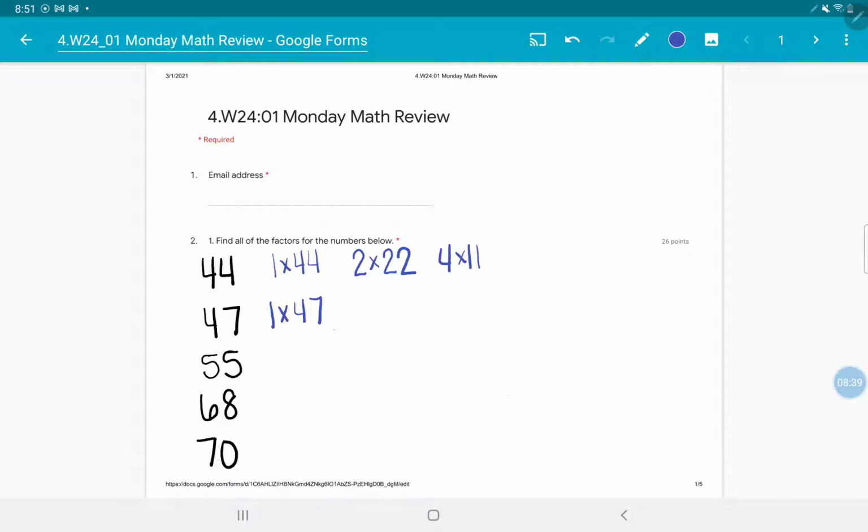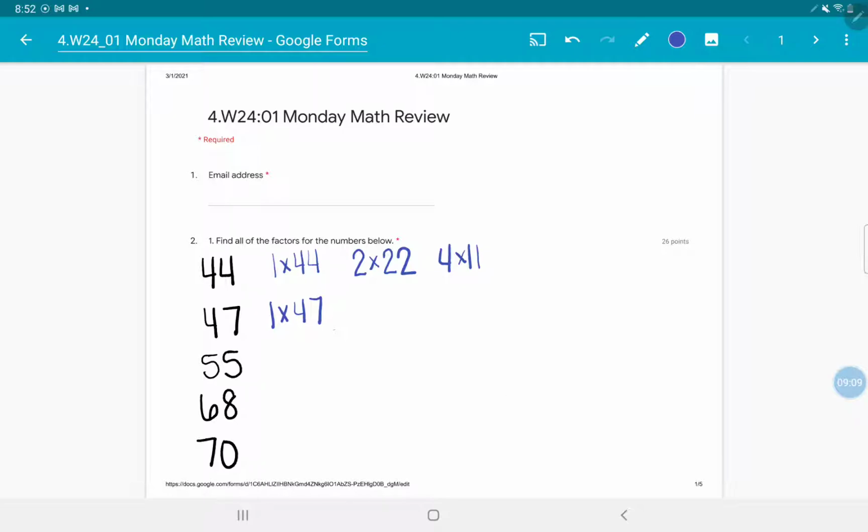Okay, so if we've gone all the way through to 10 and haven't found any factors, that number is only going to have 1 and 47. If the only factors are 1 and 47, it is a prime number. Very good. That's the one I was having trouble on, because I didn't realize it didn't have any factors until I submitted. Okay. All right, let's look at 55.